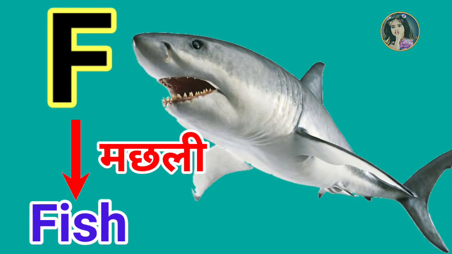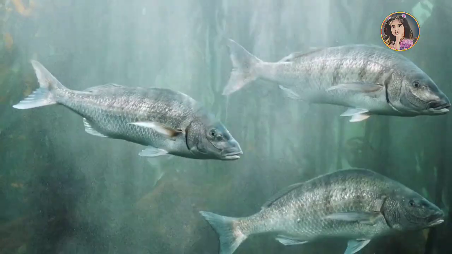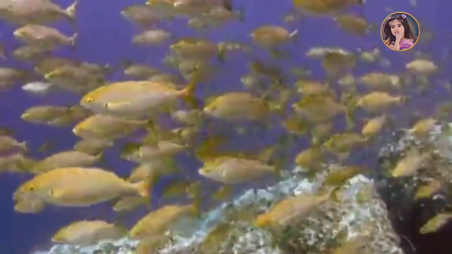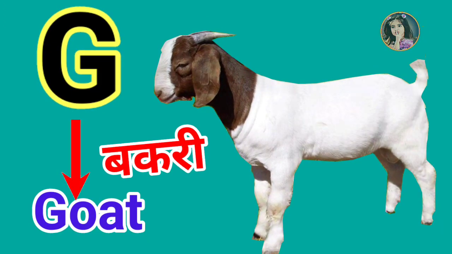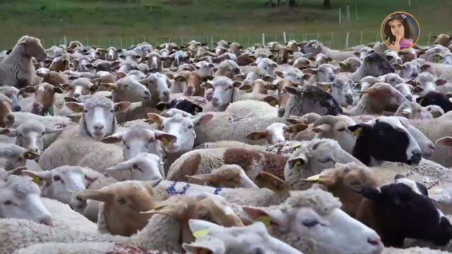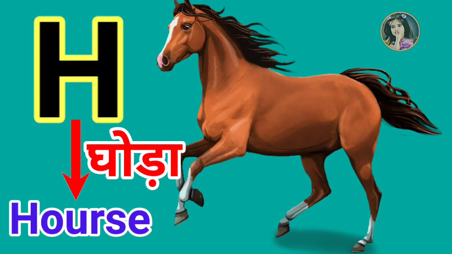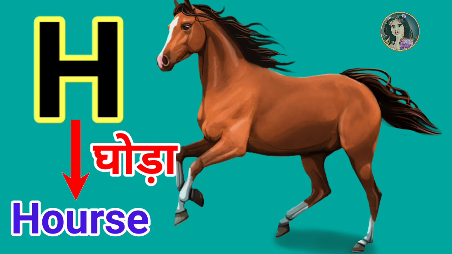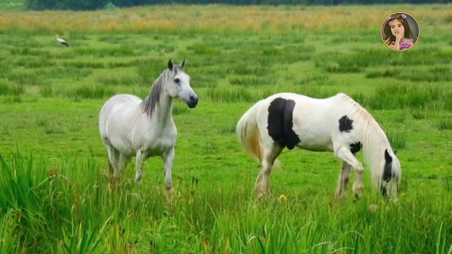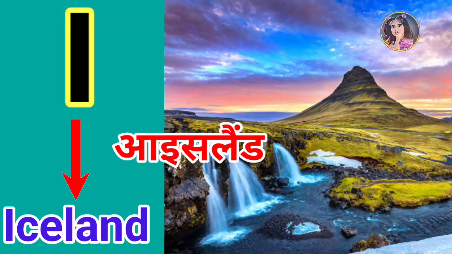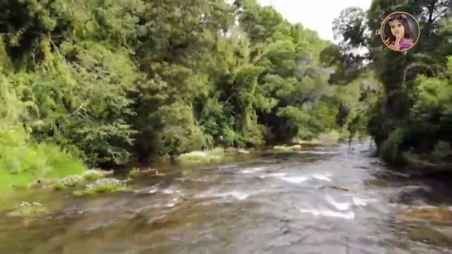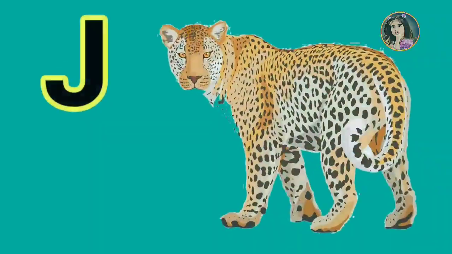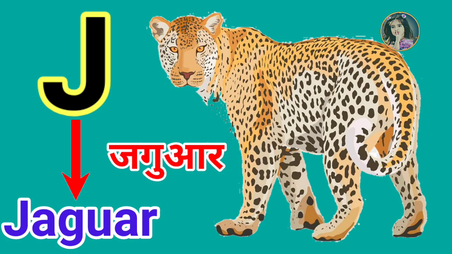F for fish. Fish means machli. G for goat. Goat means bakri. H for horse. Horse means ghoda. I for Iceland. Iceland means Iceland. J for jaguar. Jaguar means jaguar.